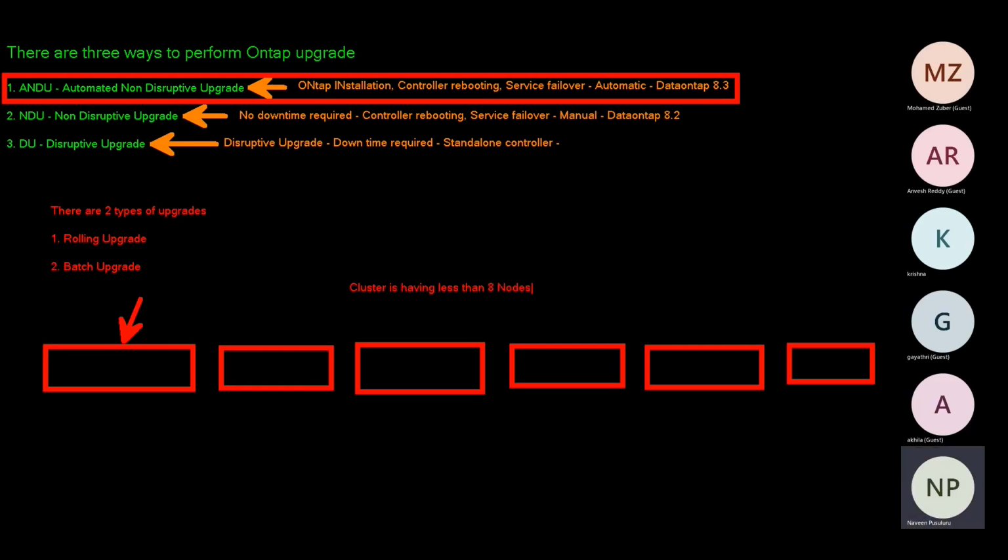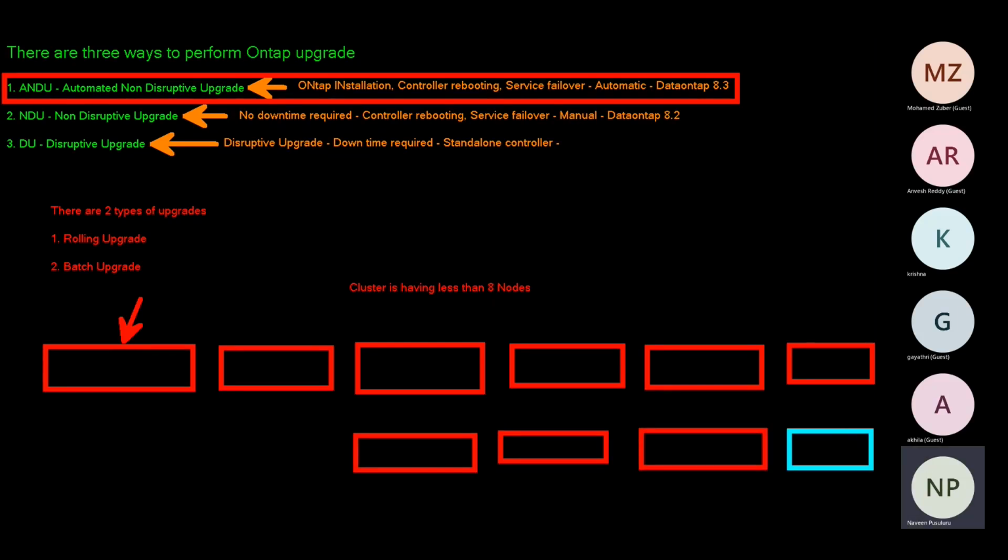If your cluster has less than 8 nodes, then it will select rolling upgrade as the option. But let's assume that now your cluster has 8 nodes or more than that. Let's assume that my cluster has like 10 nodes.